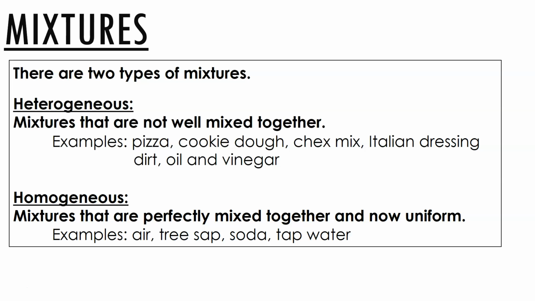Okay, so you can see there's lots of mixtures. Most things around us are mixtures. Tap water is one that people don't realize is not pure water. There are minerals, there's fluoride, there's all sorts of stuff in that tap water. So it's not perfectly pure H2O. So it is a mixture, but because it's perfectly well mixed, it would be homogeneous.